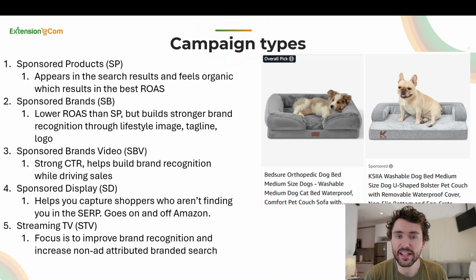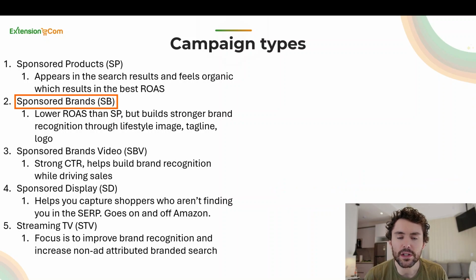It's because people just think that they're organic, or they just zone out the sponsor tag and go ahead and click and interact with it as if it was just a normal placement. Now, as we move through the other ad solutions, such as sponsored brands, we are going to expect lower return than sponsored products, but these ad solutions help you in different ways.